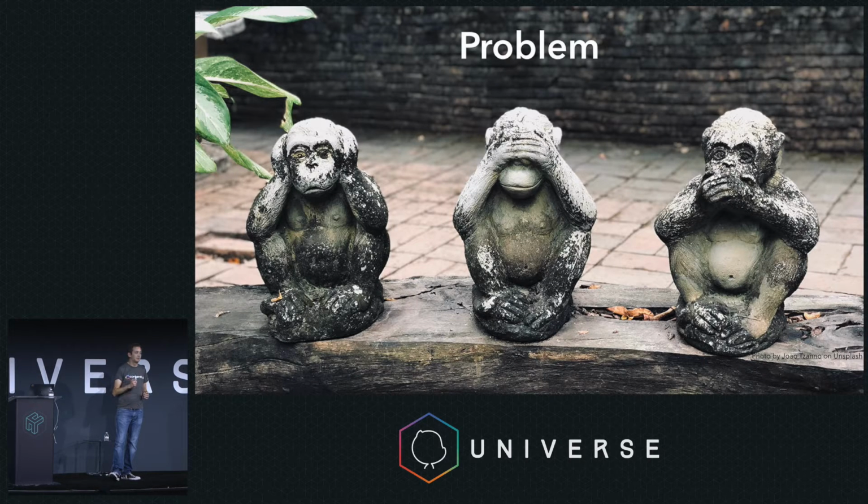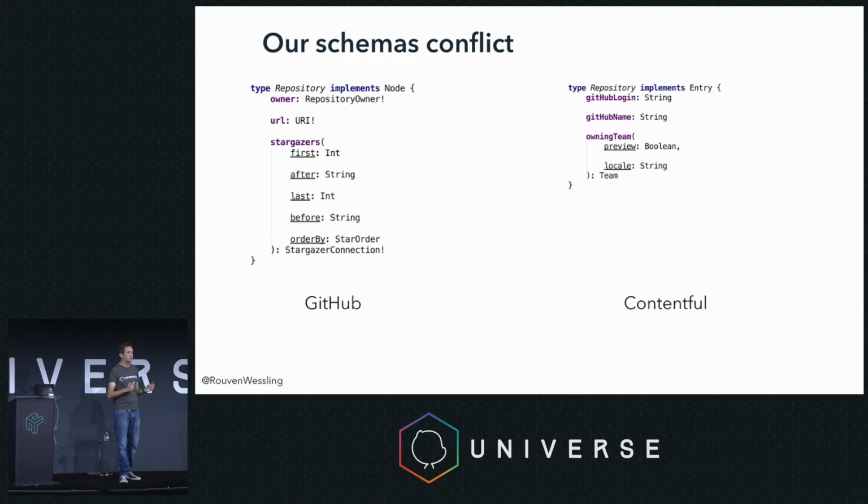But that's a problem. If you noticed, these schemas conflict because they have the same name for the type. And every type, every query in a GraphQL schema has to be unique. So this won't do because I will only be able to query one of those two APIs, not both.